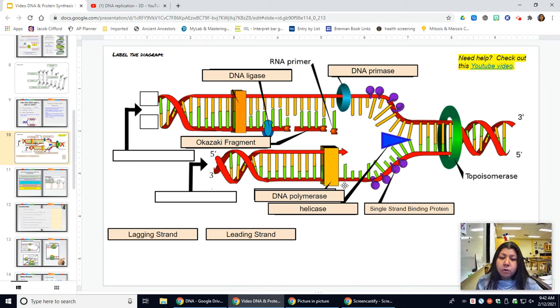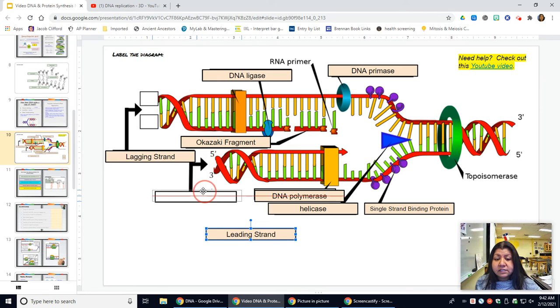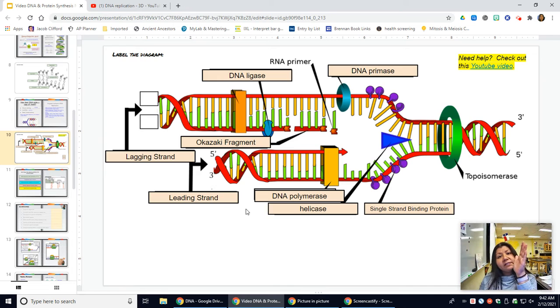So if you have an Okazaki fragment, we call that one the lagging strand. Lagging strand, it's going a little bit slow. Those Okazaki fragments are being formed, and eventually we're going to have ligase seal those fragments together. The one that can go continuously is our leading strand, because once that polymerase attaches on, it can just keep on going.